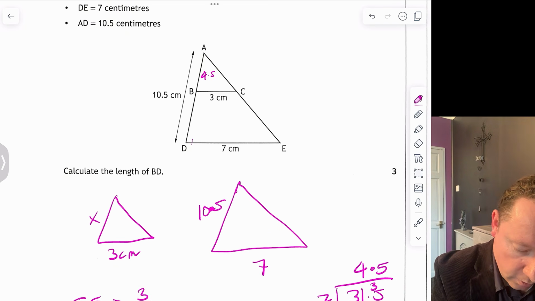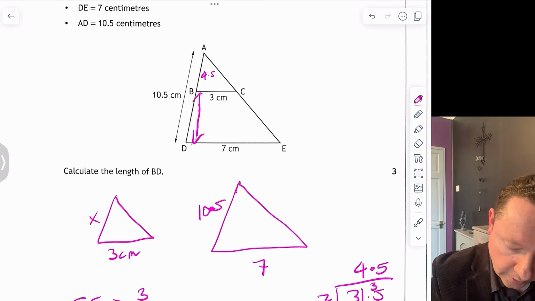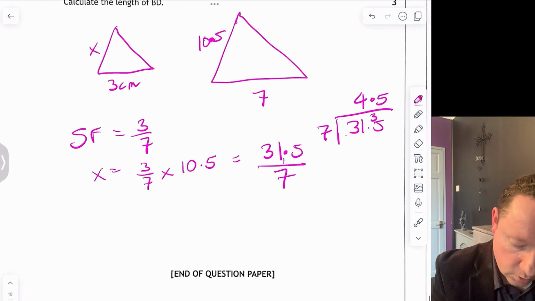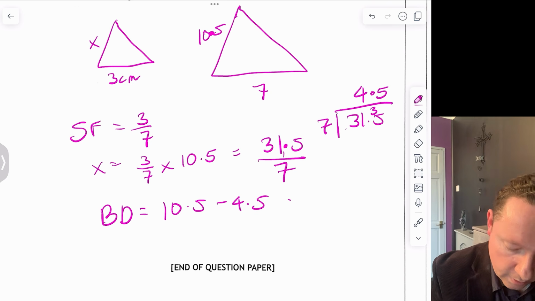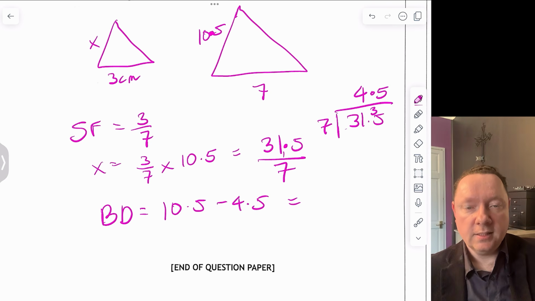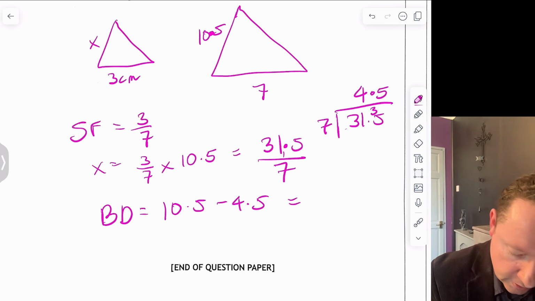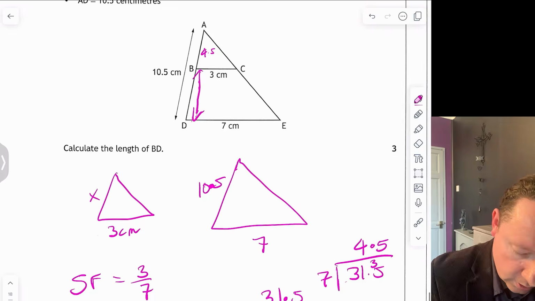And it asks me to calculate BD, which is this bit here. So that means I need to do 10.5 minus 4.5. So BD is 10.5 minus 4.5. 4.5, 5, 6, 7, 8, 9, 10.5 is 6. And the units are centimetres.